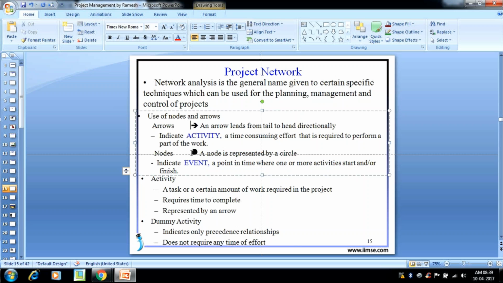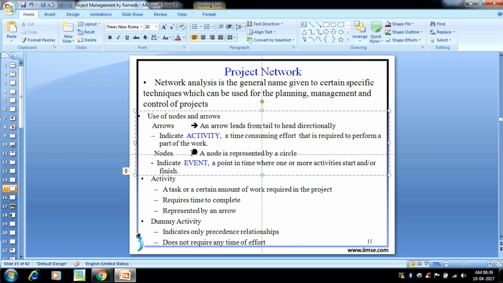An activity, a task or activity, is a certain amount of work required in the project. For example, in civil construction, in a project with a building construction, we say column construction. A column is one kind of work, one kind of activity, one kind of task. Excavation is also one kind of activity. Leveling is also one kind of activity. That means our project is divided into some sub-elements, and those elements we call the activities.